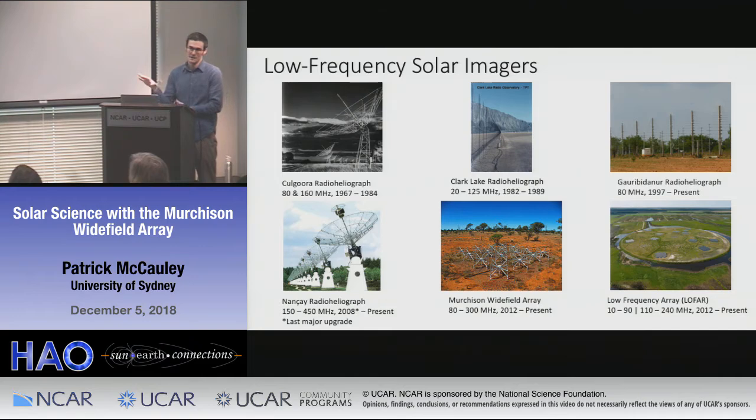LOFAR as well is not a dedicated solar instrument, but does do solar observations. They are similar in a lot of ways, have a lot of similar goals, but there are some differences between them. The MWA is a much more compact array, which gives it an advantage in terms of sensitivity. LOFAR is much more distributed. There are stations around Europe, so potentially you could get higher resolutions, and LOFAR has a bit faster time resolution as well. So that's our historical context.